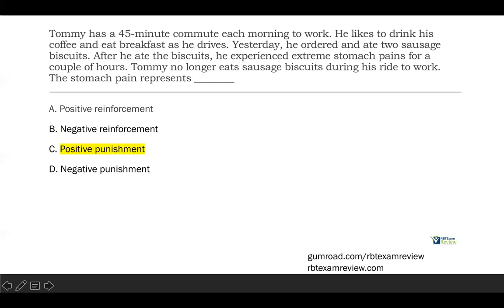If you've been watching this series and doing our exams, okay, punishment and reinforcement questions should be very simple by now, okay? All we're doing is breaking them down. Behavior increase or decrease, did we add or take away? Therefore, it's either positive or negative or reinforcement or punishment. Tommy gets stomach pains, no longer eats sausage biscuits. He experienced positive punishment.